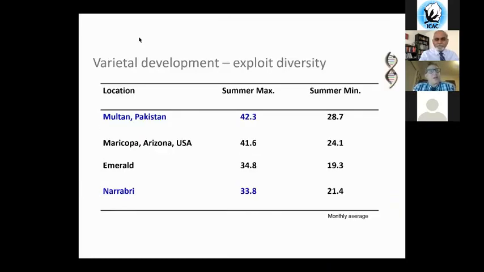I noticed in the chat there was a lot of talk about varietal development. We see that there is still diversity to be exploited out there. We look at some of the comparisons. I live in Narrabri in Australia, which is between Melbourne and Sydney. Our average maximum temperature in summer is about 33.8, but we see that there are cottons growing around the world that experience, albeit lower yields, still commercially viable yields at different temperatures.